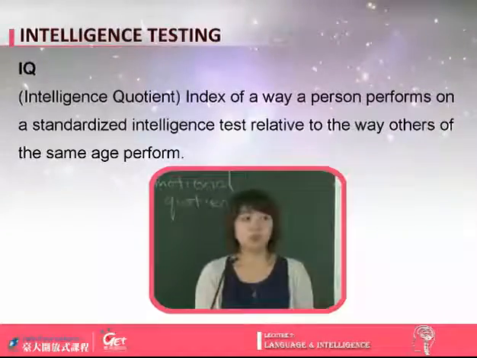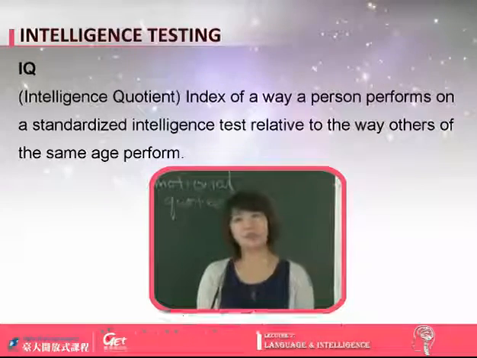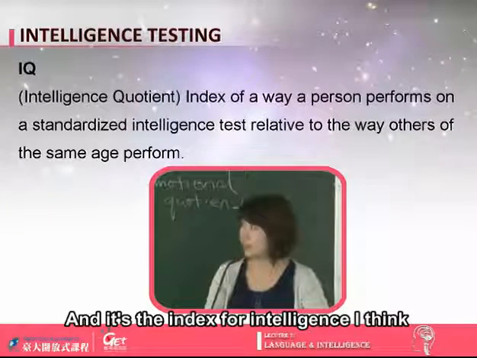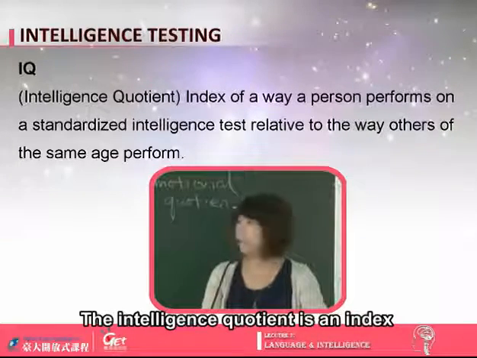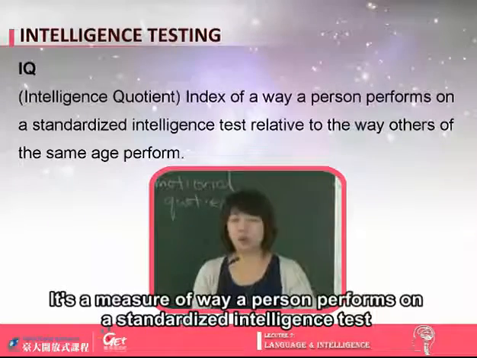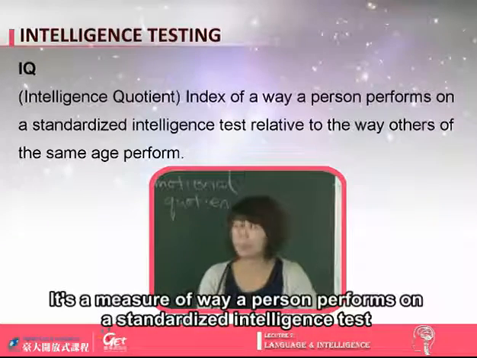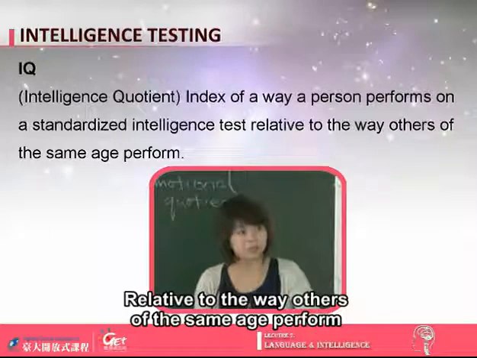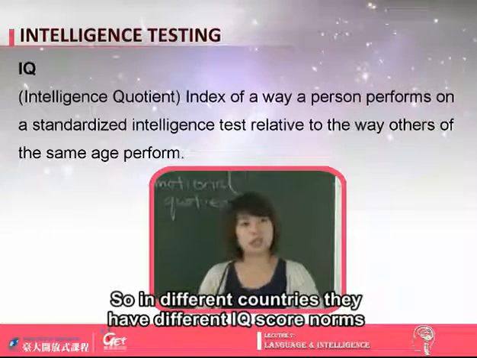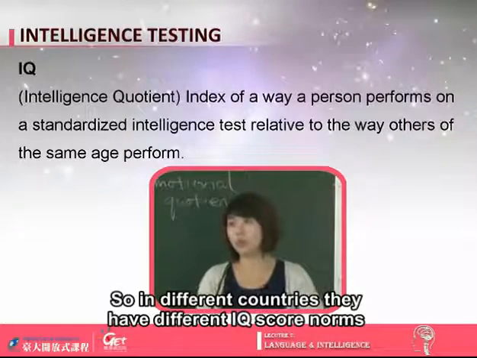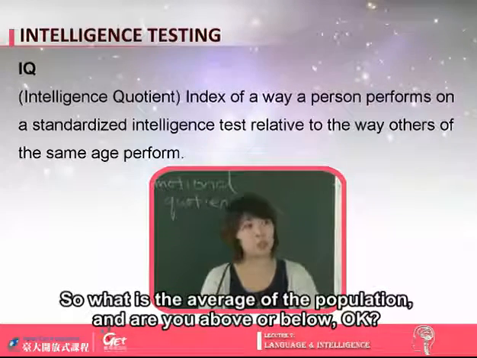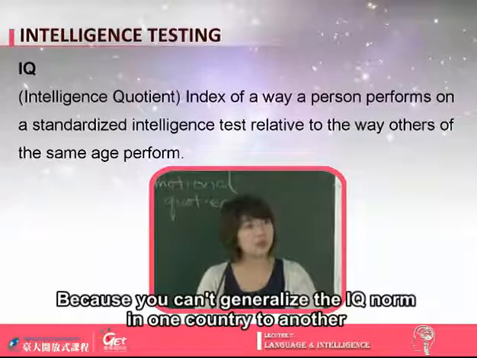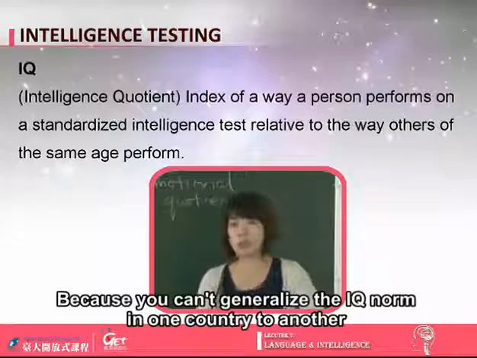Well, all of you have heard of IQ. We know what IQ is, and it's the index for intelligence testing. The intelligence quotient is an index, a measure of the way a person performs on a standardized intelligence test relative to the way others of the same age perform. So in different countries, they have different IQ score norms. So what is the average of the population, and are you above or below? Okay, because you can't generalize the IQ norm in one country to another.